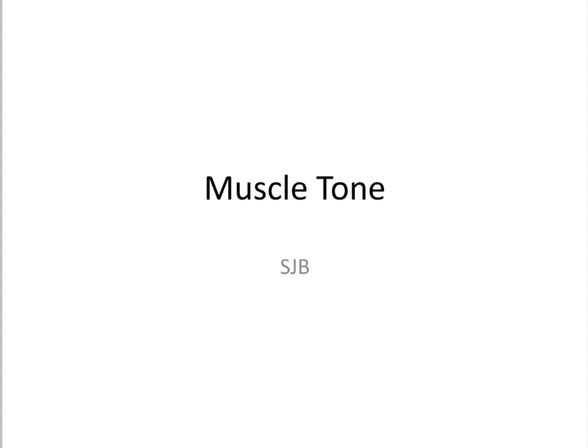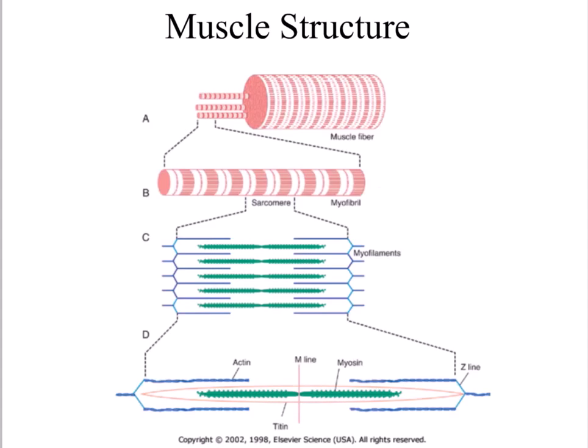This gives an overview of muscle tone, both normal and abnormal. This slide details a cartoon of the structure of muscle. In the top panel labeled A, you see a picture of a muscle fiber, an example of a muscle fiber.